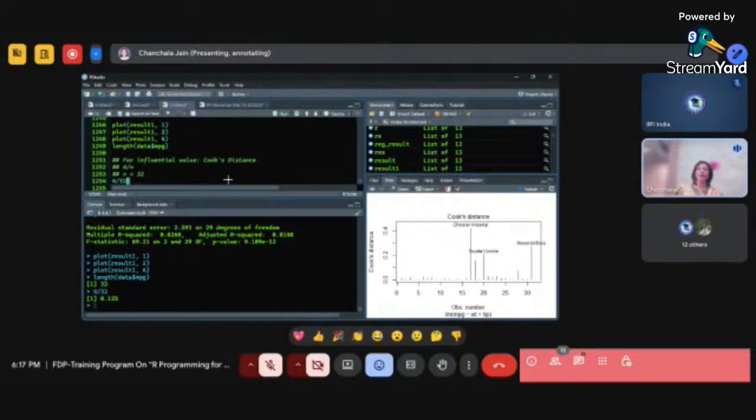In ANOVA also we understood there are two varieties, one-way ANOVA and two-way ANOVA. One-way ANOVA is restricted: it requires only two variables, one dependent and one independent variable, or you can say one numeric and one categorical variable. You formulate one hypothesis and test it using the aov function. In two-way ANOVA, you have two categorical variables and one numeric variable.